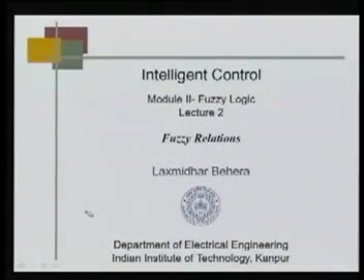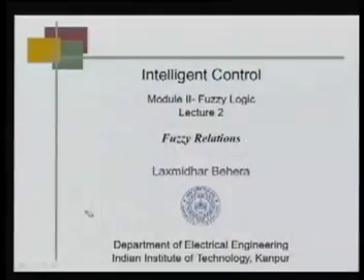So, this is lecture 2 of module 2 in our course on intelligent control. This is module 2, which covers the fuzzy logic concepts. Today we will be discussing fuzzy relation.